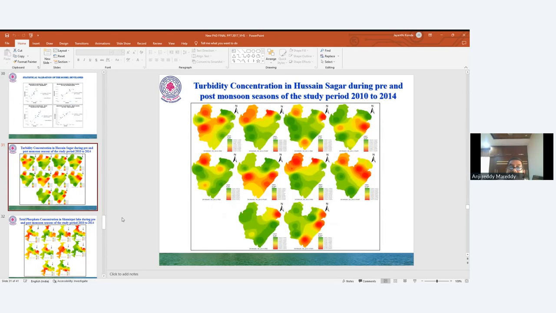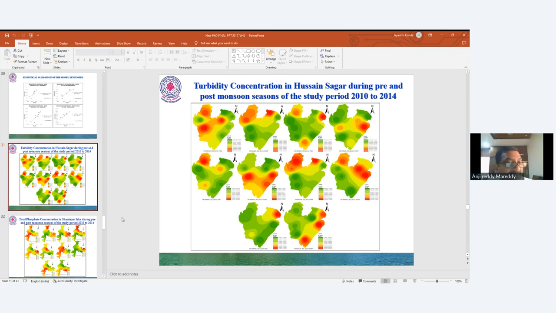And finally, the crux of this is I want to tell you how the quality variations within the lake, how it varies from one point to the other, can be mapped using GIS, the ArcGIS software. By using ArcGIS, all the data can be converted into spatial distribution maps. This is the turbidity concentration of Hussain Sagar Lake during pre and post monsoon seasons of the study area from 2010 to 2014. So how the turbidity varies within this Sagar Lake.